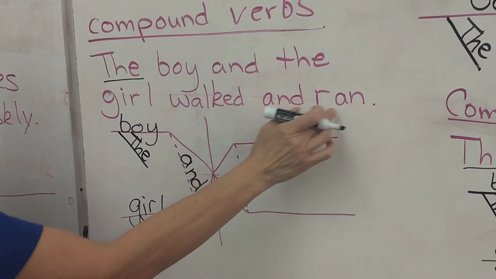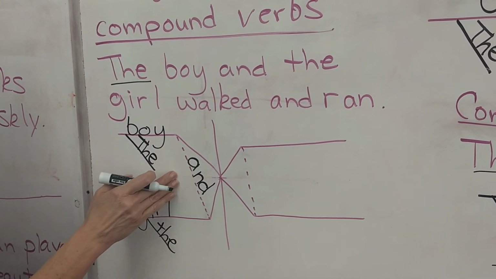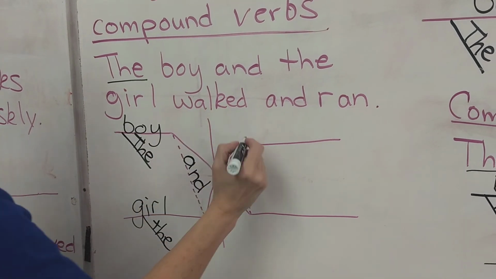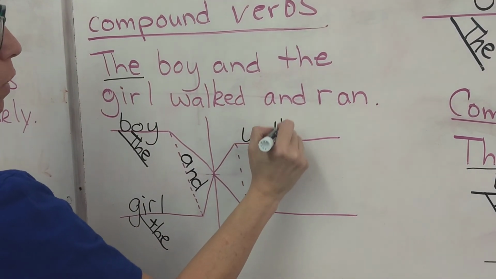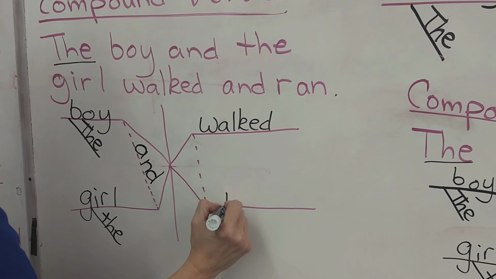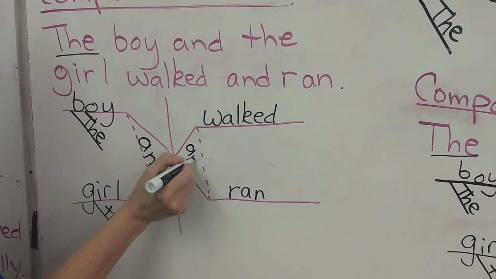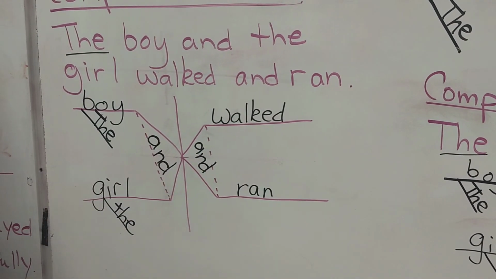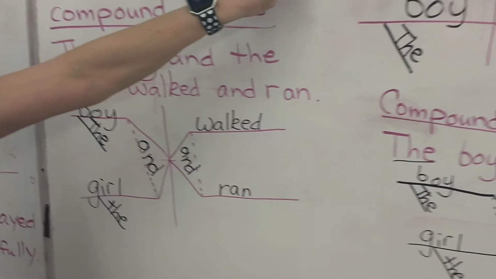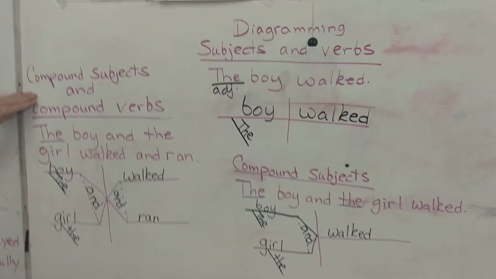Then I have a compound verb. The verb is going to look the same as the subject. So walked is going to go on the top line because that's my first verb. I always want to do it in the order. Ran is going to be my second verb. And then I'm going to put and in here because that's the joining word. And that's how you do subjects and verbs, compound subjects, and compound verbs.